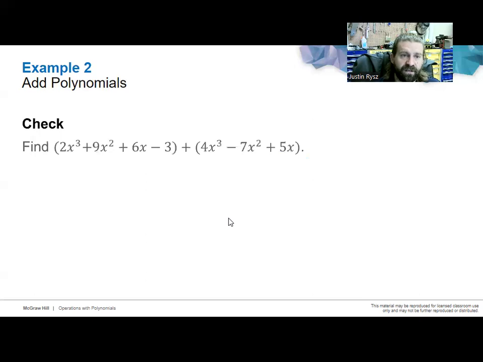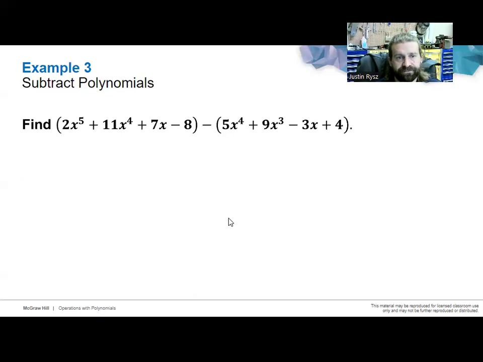All right, let's check our work here. Let's see if you guys did this one correctly. So pause the video, try to combine these two like terms. All right, adding the x cubes together, we got 6 of them. Adding the x squares together, that would be 2 of them. Adding the x's together, that would be 11. And then we have this -3 by itself.